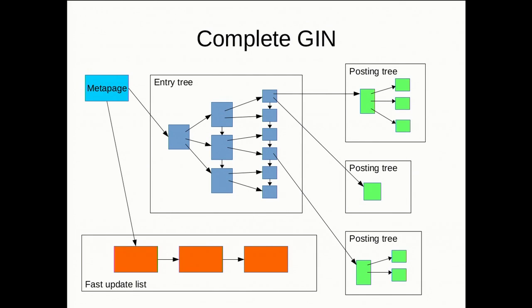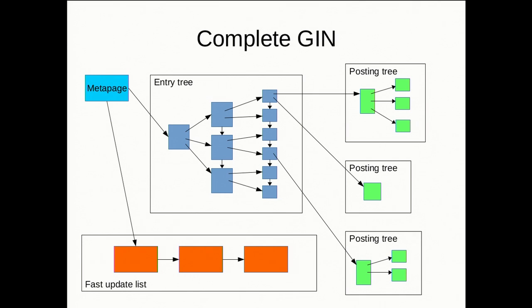So this is what the complete Gin index looks like on disk. There is a meta page. It points to the root of the entry tree, which is the main B-tree that contains all the keys. And there's also a pointer to this fast update list, which is just a sequential list of pages. And that's what it looks like. Any questions on Gin? No?